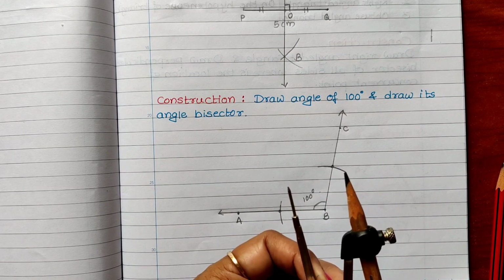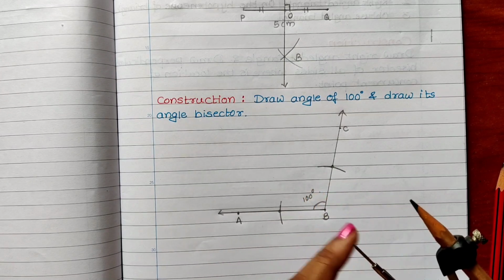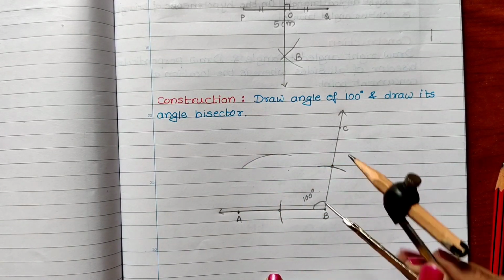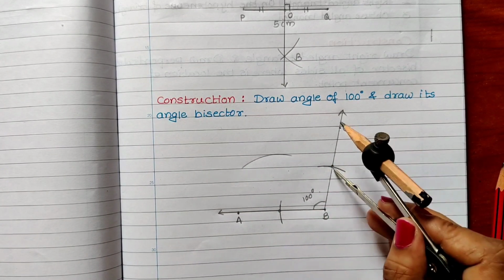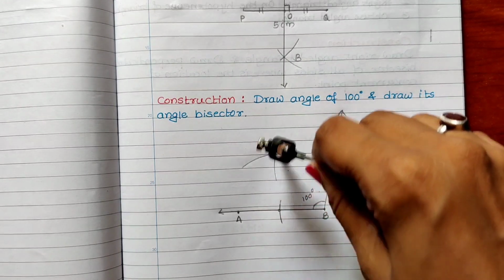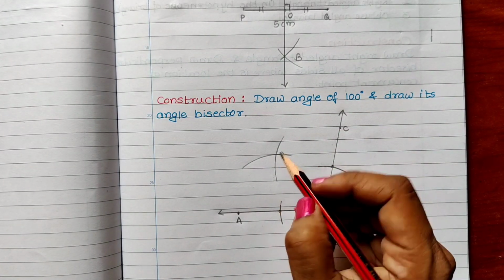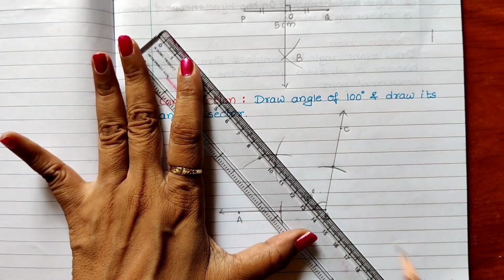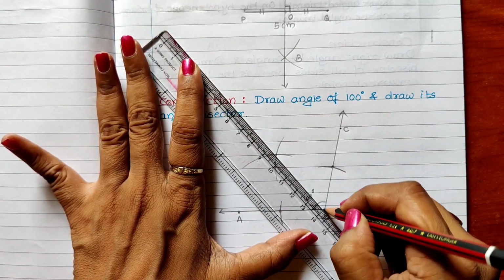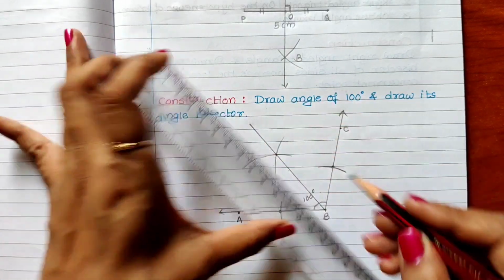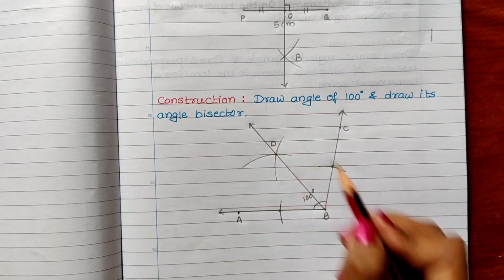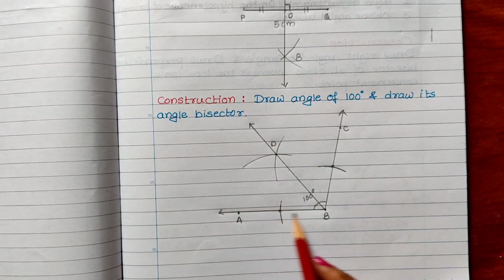Again we will increase the distance in the compass a little. Place this pointed tip on this point. Draw one arc inside the angle. Place this pointed tip on this second point. Draw another arc intersecting the previous one. We get this point, and from this point we can draw another ray which joins this point B, and in this way we have got this angle bisector BD. BD is the angle bisector of angle ABC.